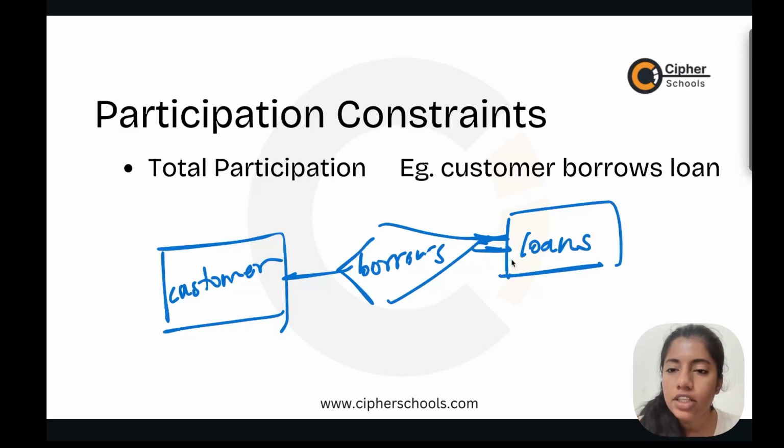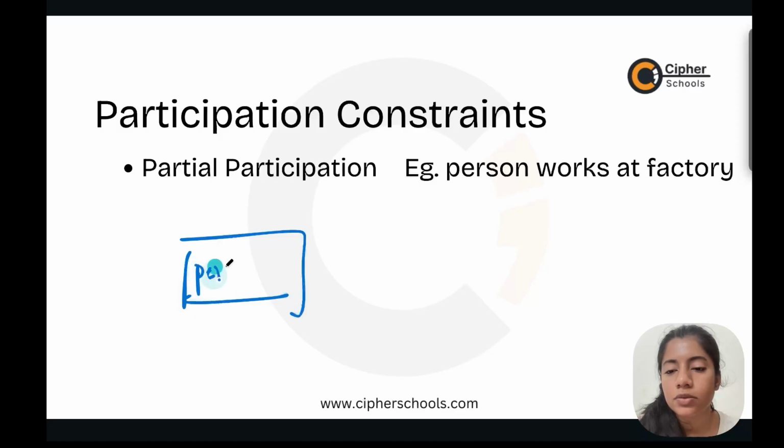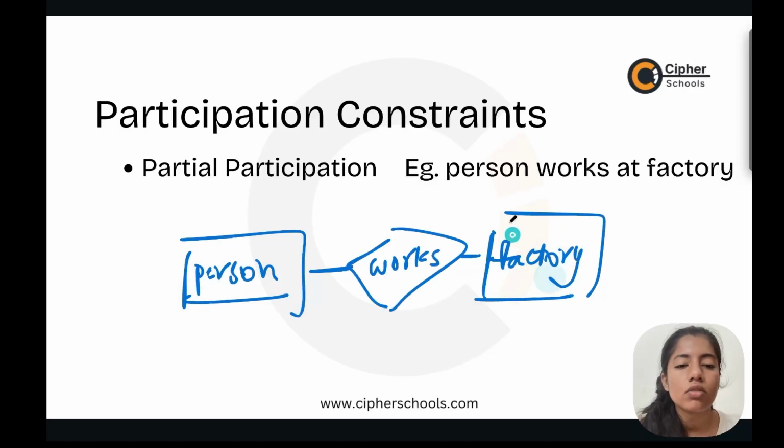If it is clear, let us take one example of partial participation. It is like person works at factory. A person may or may not work at a factory. So this is partial participation. It is not necessary for all people to work at a factory, and it is not necessary that all factories have some percent working. So this is the case of partial participation.